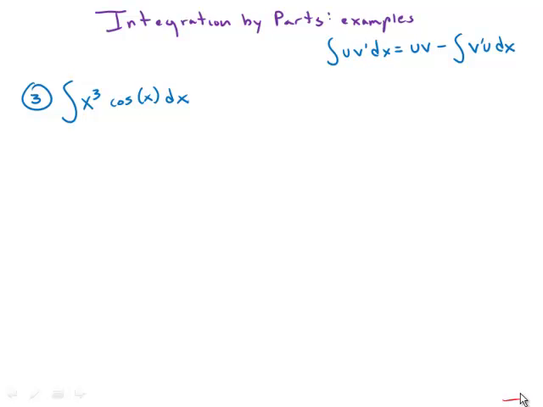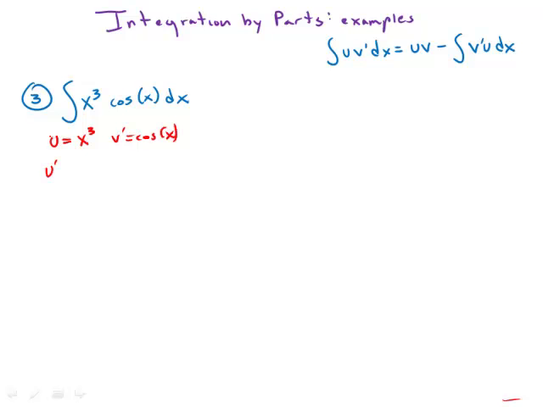This video will show another longer example of using integration by parts. We want the antiderivative of the function x cubed times cosine x. So again, we're going to choose that u equals the polynomial part, u equals x cubed, v prime equals cosine x.